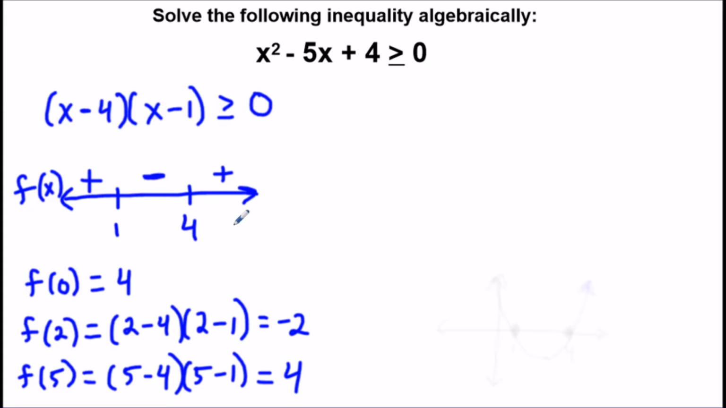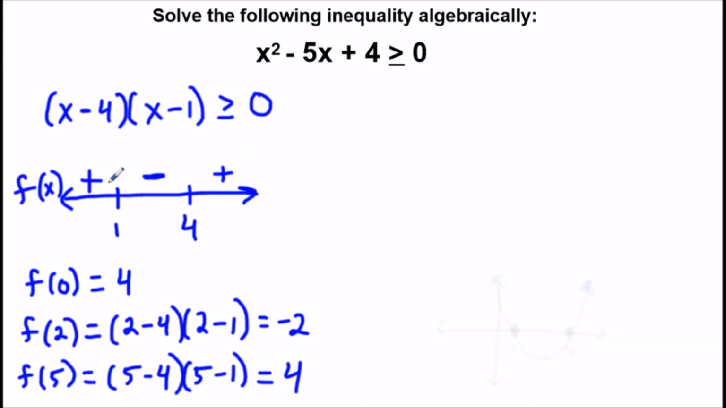Now, once you have your sign chart made, the last thing you need to do is interpret your work to write your answer. Since we're looking for when this quadratic is greater than or equal to 0, we're interested in the intervals that are positive, not negative, because when a number is positive, it's greater than 0.